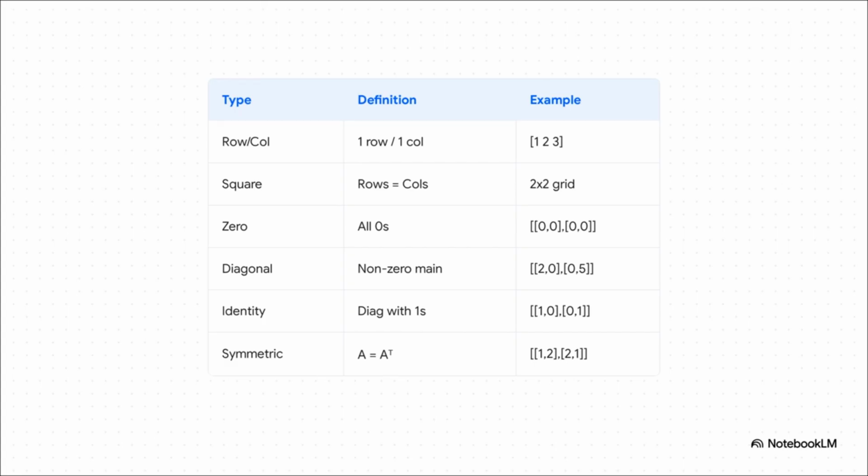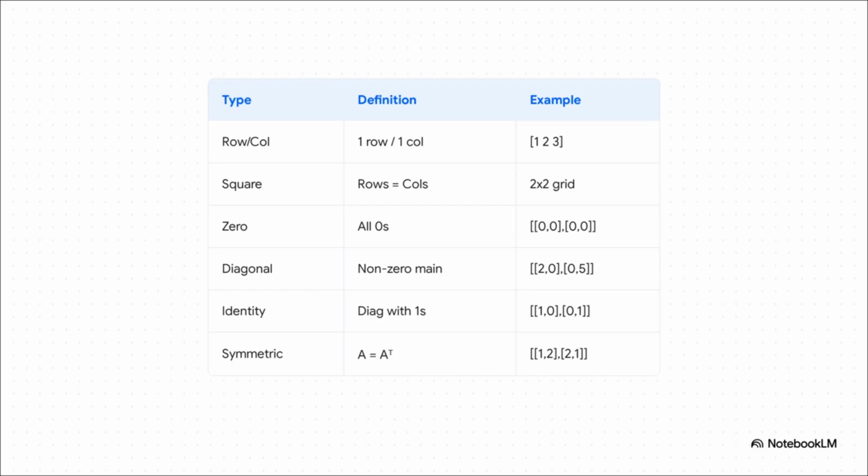Now, we can cleanly classify these grids into different types. For instance, a square matrix has an equal number of rows and columns, while a zero matrix is, well, exactly what it sounds like, all zeros. But I want you to keep a very close eye on the diagonal and identity matrices. A diagonal matrix only has non-zero numbers cascading down that main diagonal, from top left to bottom right. And the identity matrix, that's a special diagonal matrix where all those numbers are simply ones.